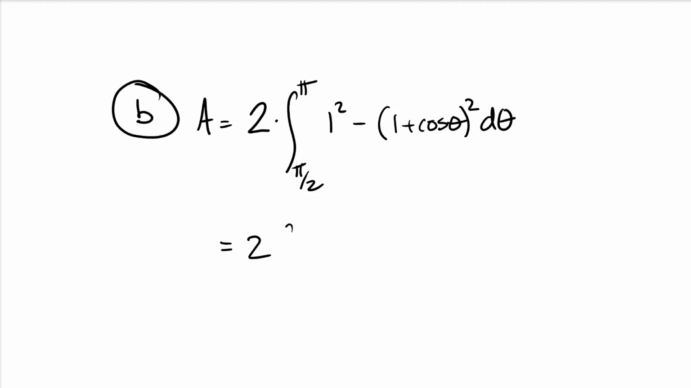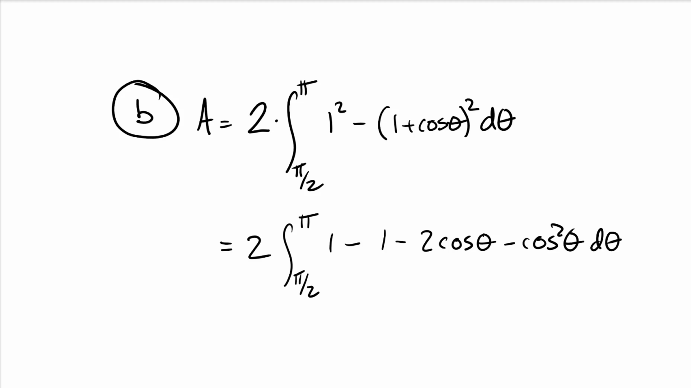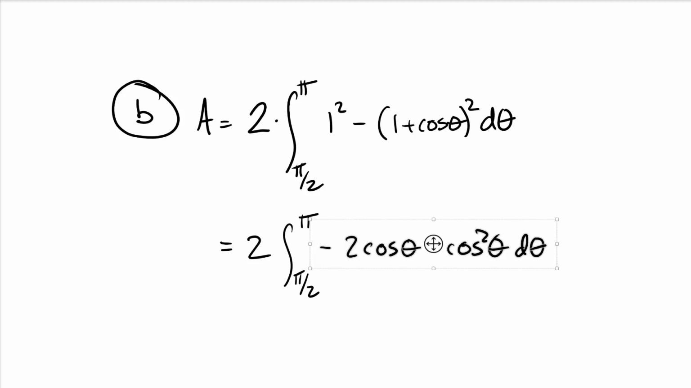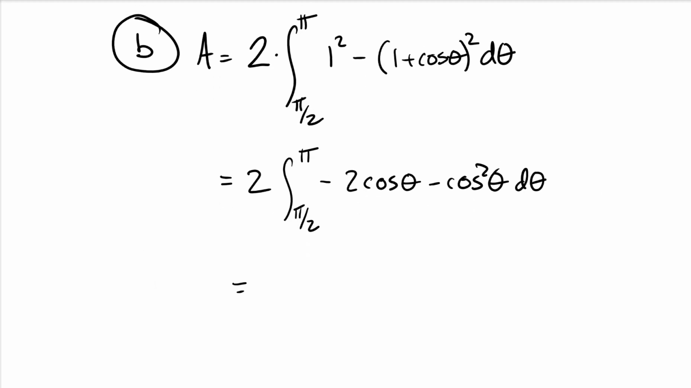Now we have 2 times the integral of pi over 2 to pi of 1 minus 2 cosine of theta minus cosine squared of theta d theta, jumping these steps. So clearly 1 minus 1 is gone. And we can just bring this back over, and we have negative 2 cosine of theta minus cosine squared of theta. And the integral works like this. It's 2 minus pi over 4.